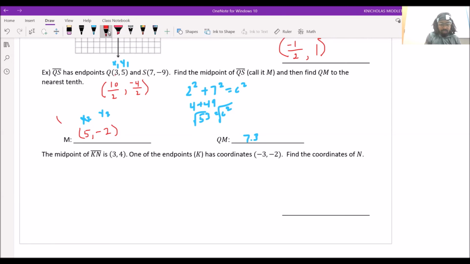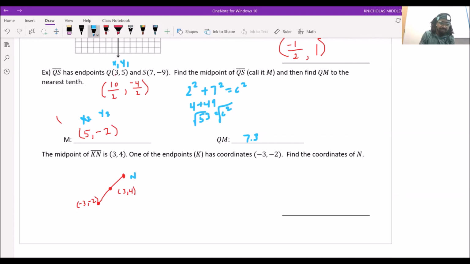I guess I can put like (3, 4), (-3, -2) would be something like this. Again, I'm just here to draw points. All right. So we're given that the midpoint of KN is (3, 4), and that K is at (-3, -2). They want to know what this unknown point N is, what they haven't told us.